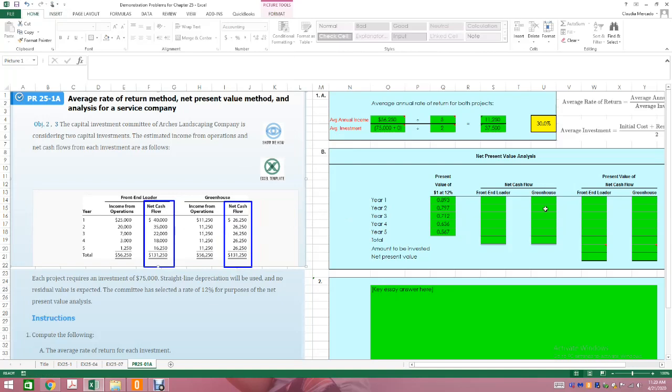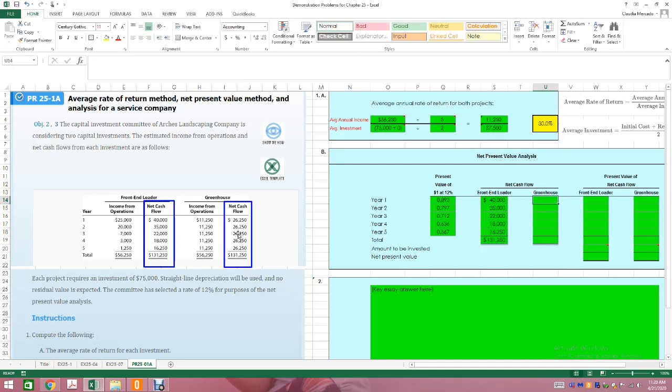Okay. So we're going to be looking at those two numbers, and I'm just going to copy those numbers and paste them over here. So for my front end loader, I'm looking at cash flows of $40,000, 35,000, 22,000, 18,000, and 16,250, and then a total of 131,250. Okay. For my greenhouse, I'm looking at 26,250 every year. So every year in the greenhouse, you're going to have constant cash flows, the same every year, while the other ones, say for the front end loader, they vary by year, okay? So, I've got my cash flows from the data provided.